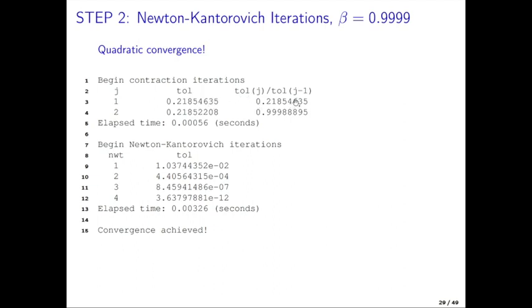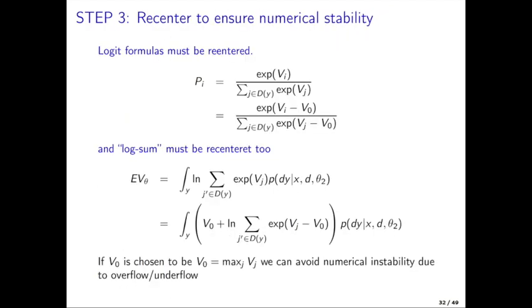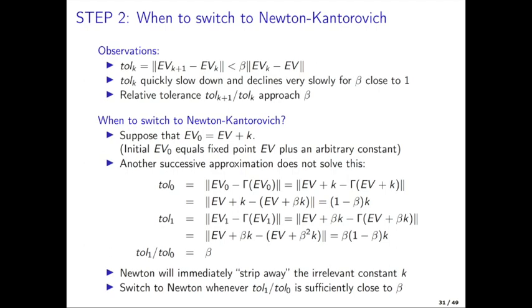That's something you can calculate. It turns out that it's very close to beta. When that is close to beta, it's a sign that we captured most of the curvature, and the rest is just going to be a constant. Of course, you can iterate between the two algorithms as you want, and that makes it very fast and robust at the same time. So the bottom line is, switch to Newton-Kantorovich iterations whenever the relative tolerance is sufficiently close to beta.